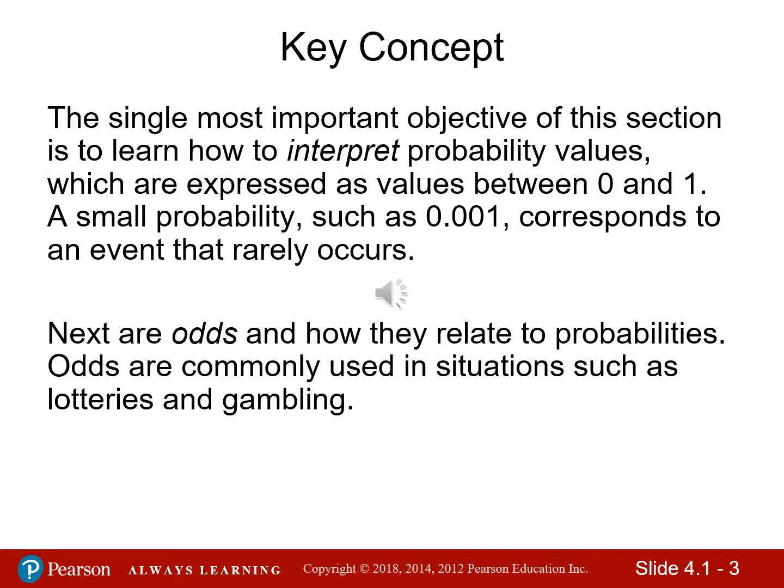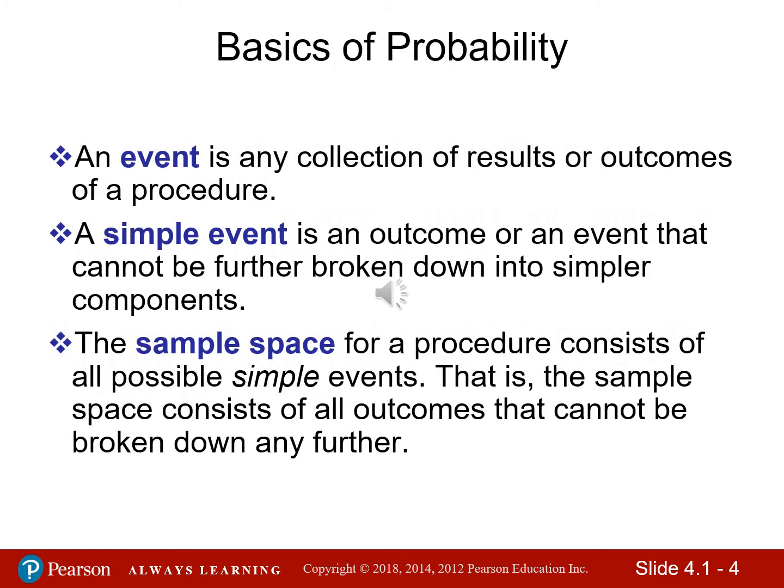Another concept of this section is how the odds of an event relate to probabilities. Odds are commonly used in situations such as lotteries and gambling. Probability plays a central role in the important statistical method of hypothesis testing. We will learn more about hypothesis testing later on in this book. Statisticians make decisions using data by rejecting explanations such as chance based on low probabilities.